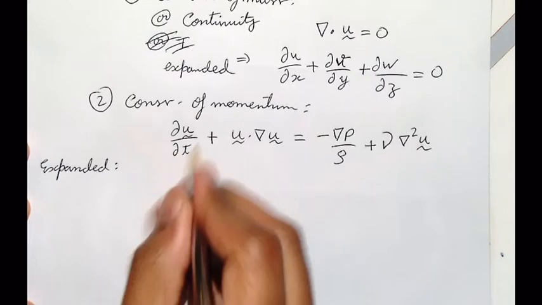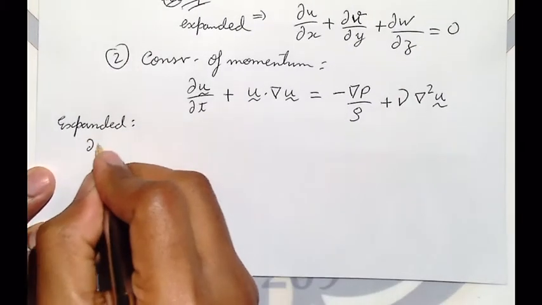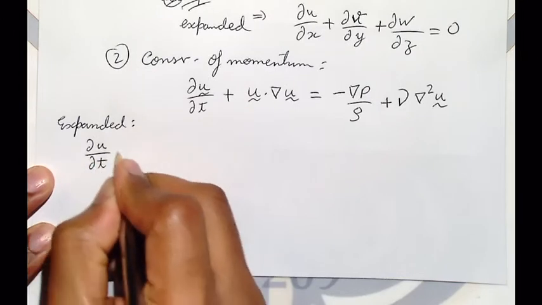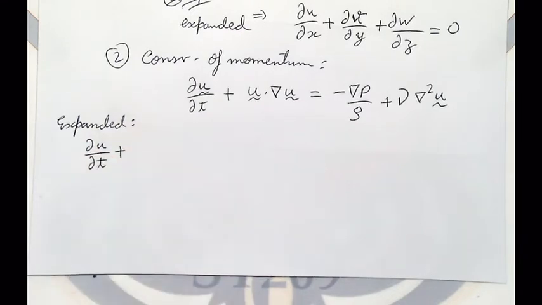All right, so let's see. I will need a lot of space. Del u by del t plus what? Now this is not a vector anymore. We're looking at each component. Okay. So what's the next one?